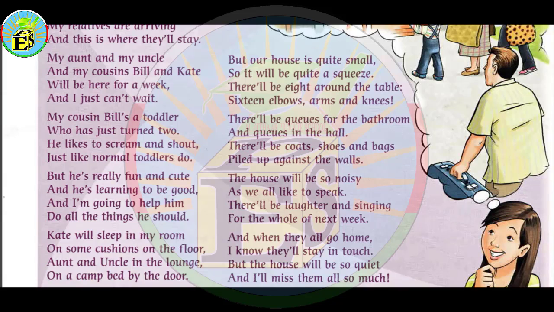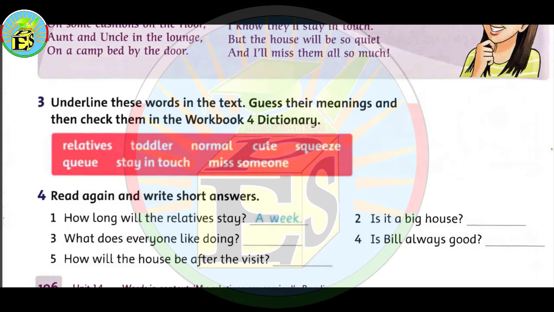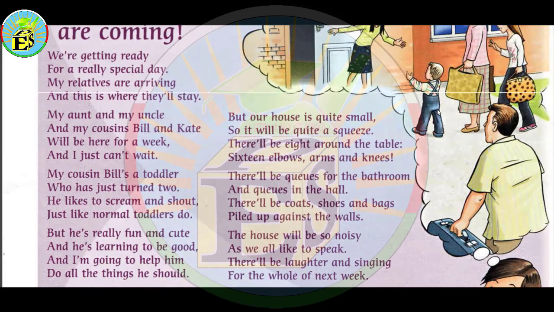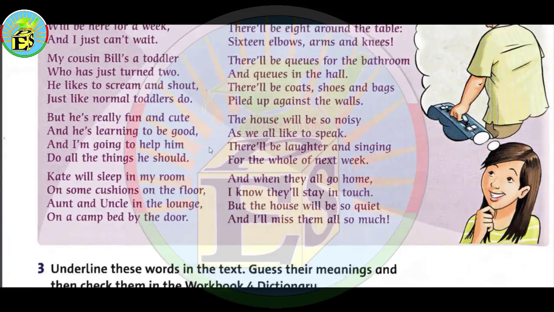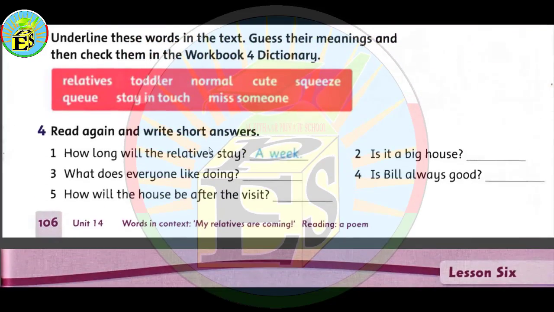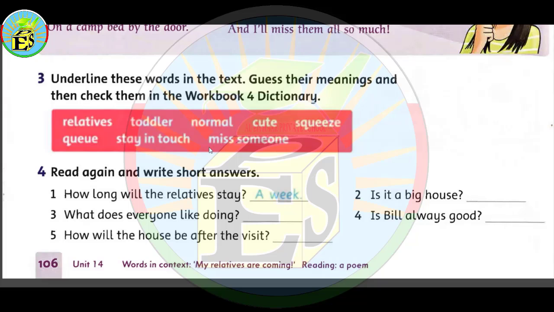Question number 4 is, is Bill always good? So now the question is about the toddler, this small kid here. He's 2 years old. Is he always good? Let's try to figure it out. So the poem says, he's really fun and cute, and he's learning to be good. Learning to be good means that he's not always good. So the answer to this question is going to be no, not always.